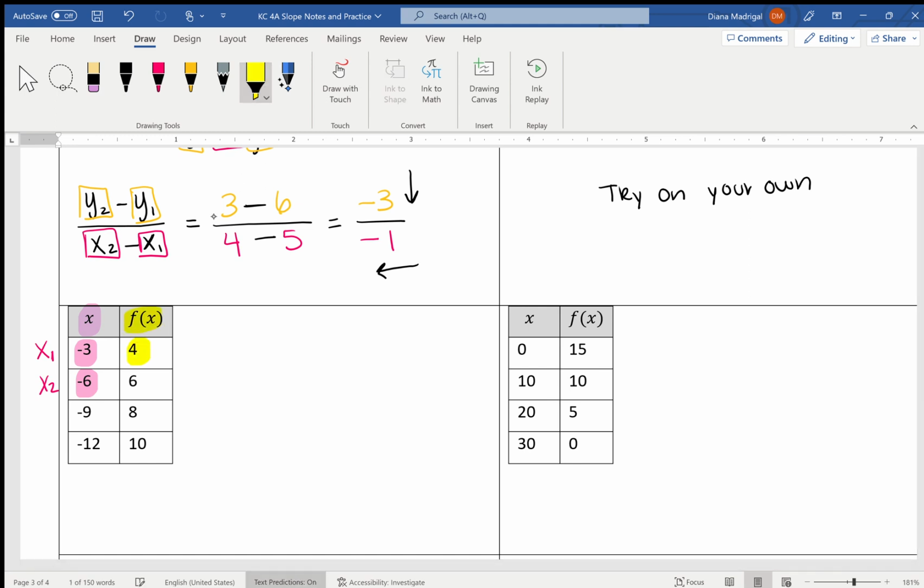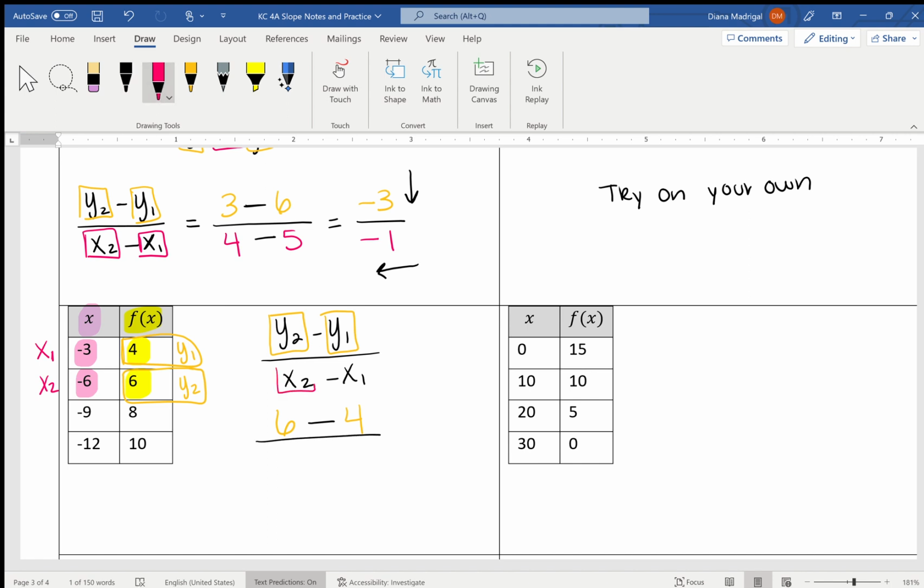The next one has f of x, which means y. This is the first number y. This is the second number y. So let me label that as well. This is y1, y2. So here we go again. y2 minus y1 over x2 minus x1. So here we go. y2 is right here, which is 6, minus your y1. y1 is right here, which is 4, over x2. x2 is over here, -6. Make sure you put that in parentheses.